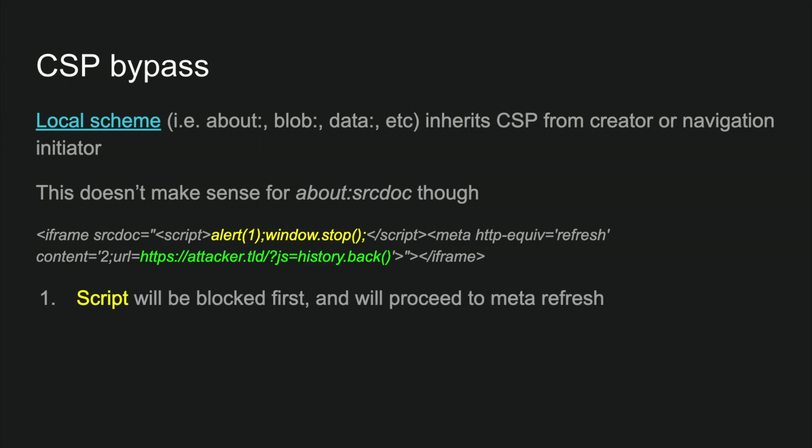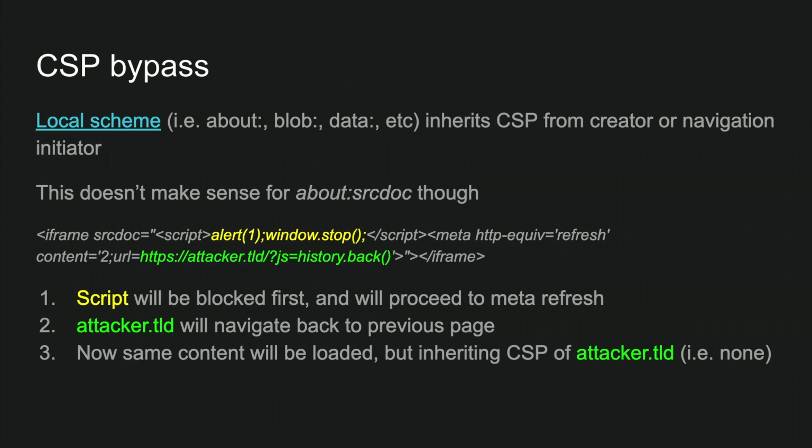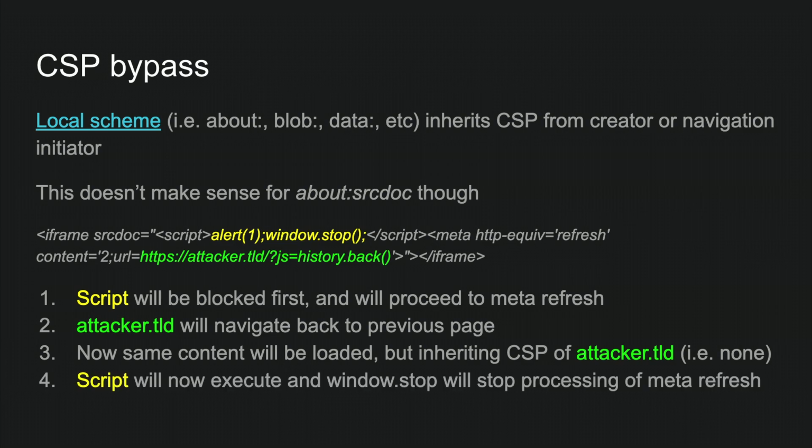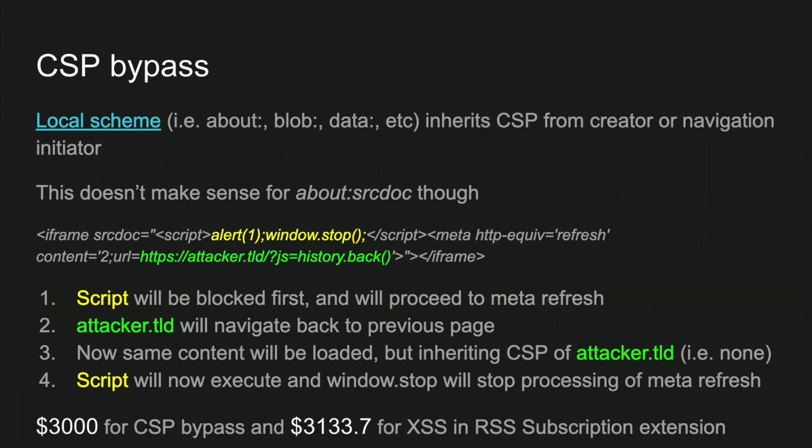So the first script, this yellow one, will get blocked. Of course, there's a CSP from the parent, so it will be blocked. And it will be processing the meta refresh on the second one. It will go to the attacker page, which will do history.back, which will load the previous same script. But this time, it was done by the attacker site. So it will try to inherit CSP from attacker.com, which we don't set. And the script will now execute because there's no CSP anymore. So that was a bypass in Chrome.